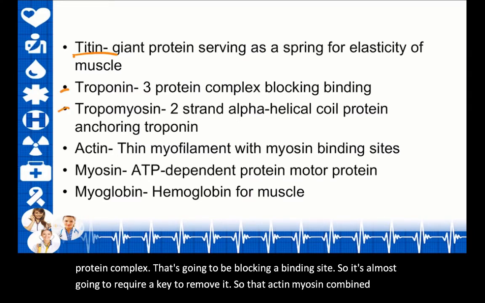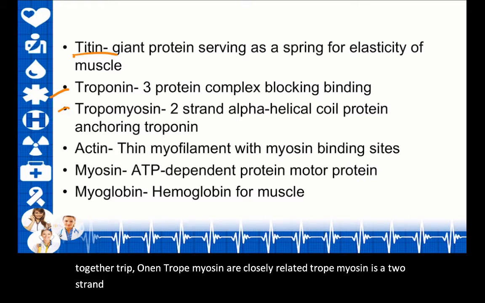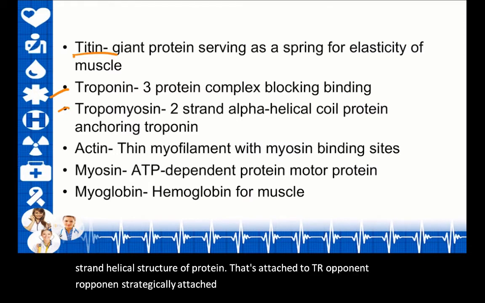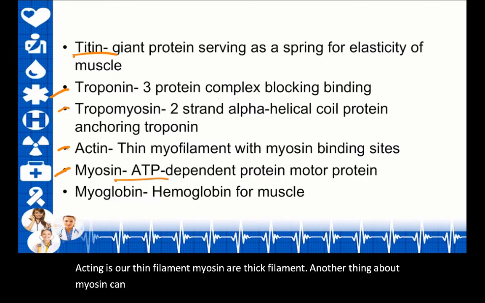Troponin and tropomyosin are closely related. Tropomyosin is a two-strand helical structure of protein that's attached to troponin. And troponin is strategically attached at the sites where actin and myosin will bind. Actin is our thin filament, myosin our thick filament. Another thing about myosin: it can be in a low and a high energy state as we're going through the power stroke of contraction. We'll talk more about that in a minute.